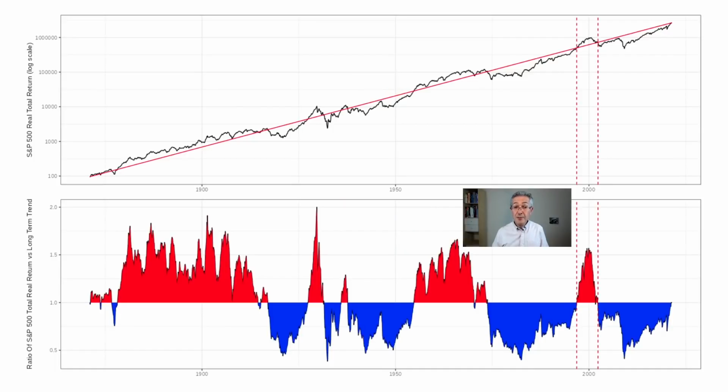And during the time of the dot-com bubble, you can see it was very clearly red. The S&P had been growing very quickly, in fact far above that 7% trend growth rate. So I think that's just another indicator to look at, which is sometimes interesting.